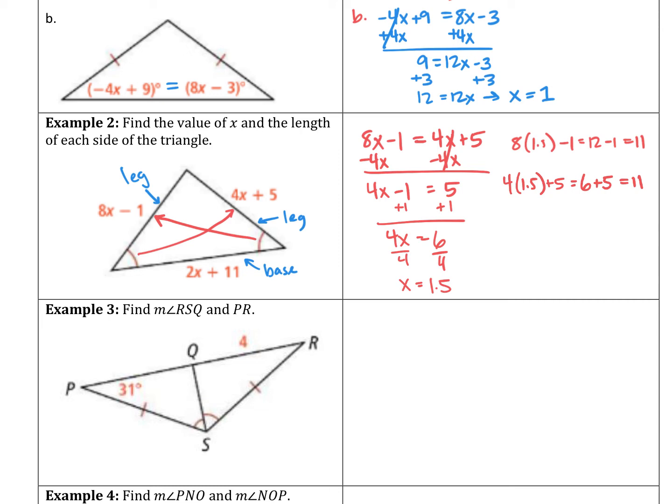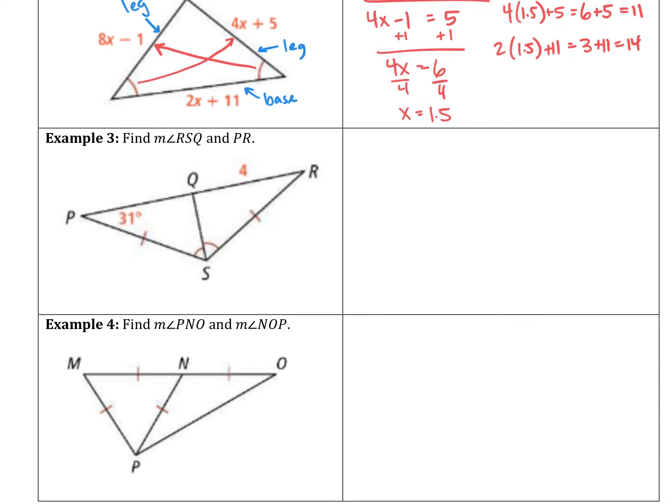Now my base might not be the same, so let's just take a look. 2 times 1.5 plus 11 would be 3 plus 11, which is going to be 14. Okay, that works. And it actually even matches what the picture maybe shows me, that the base looks slightly longer than the legs. Can't always go by that because sometimes the pictures aren't drawn to scale. So I wouldn't say that's your best method for deciding whether or not you did it right. But in this case, I feel pretty confident in those answers.